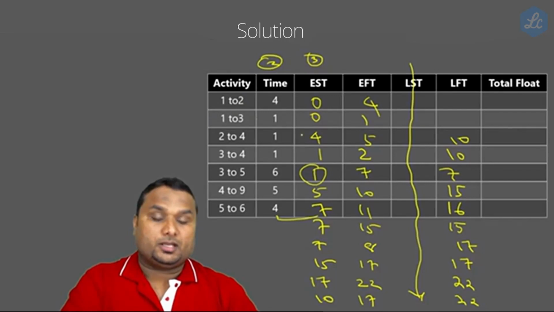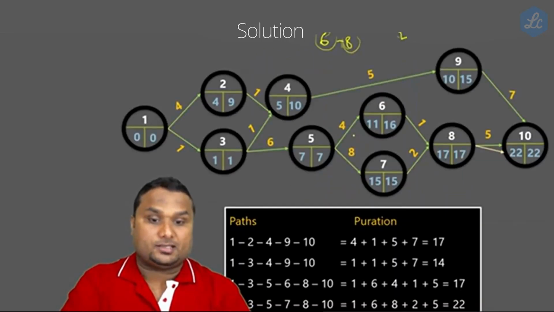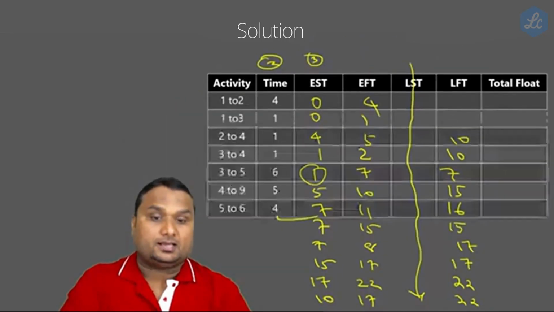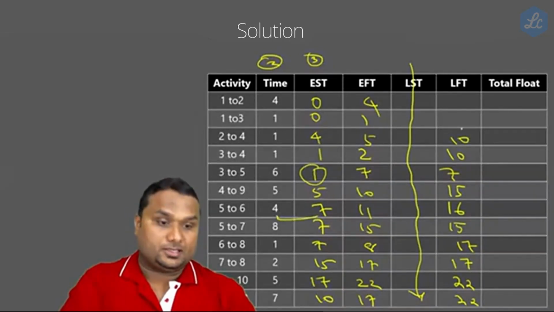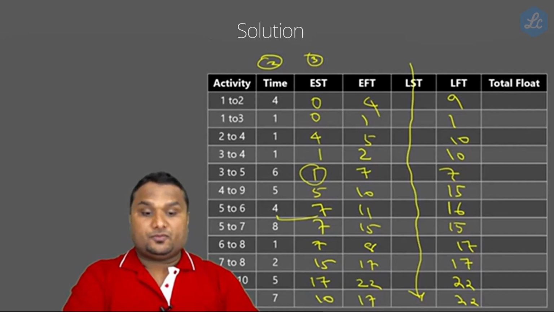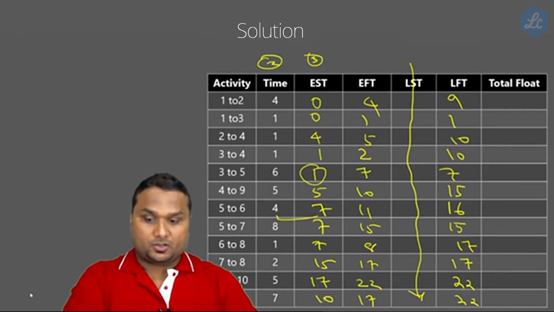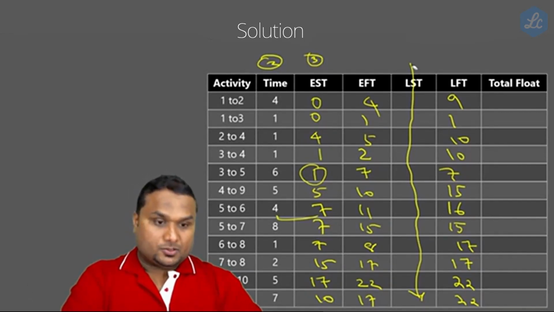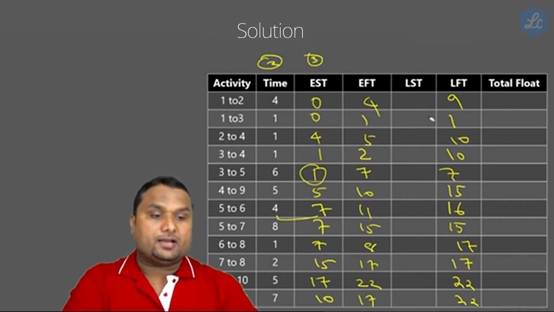Now 1 to 3, what is the right side of 3? Right side of 3 is 1 and right side of 2 it is 9. You can have a look at the diagram which you already wrote. So you can have a look on the right side.